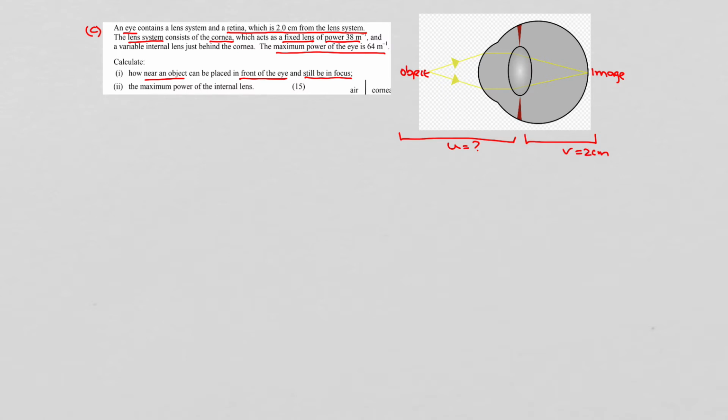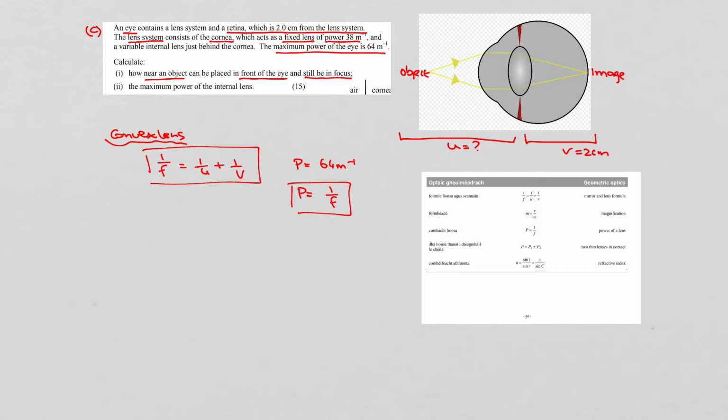So we know for a convex lens that we have 1 over f equals 1 over u plus 1 over v. But we don't know the focal length. Instead we know the power. And the maximum power of the eye is 64 per metre. We know that the power is 1 over f, which can of course be found on page 60 in our maths tables.